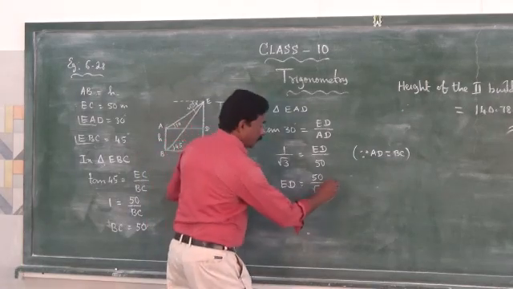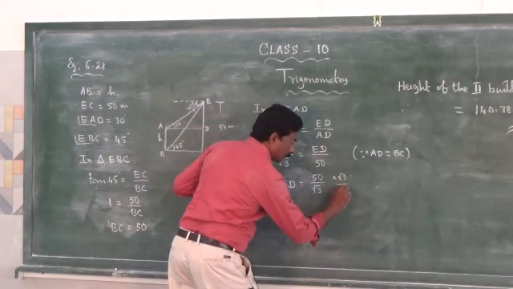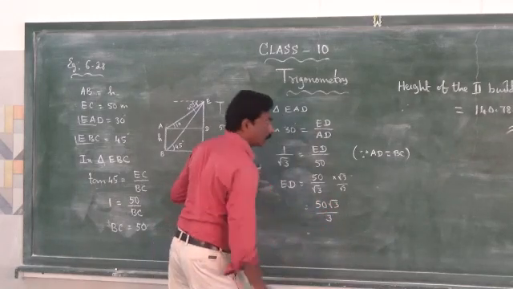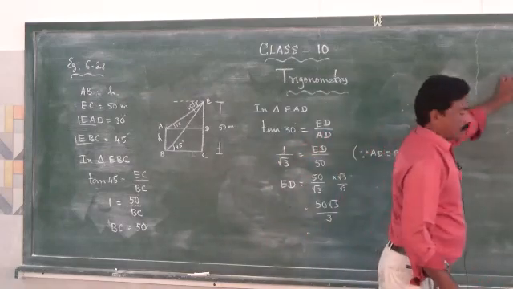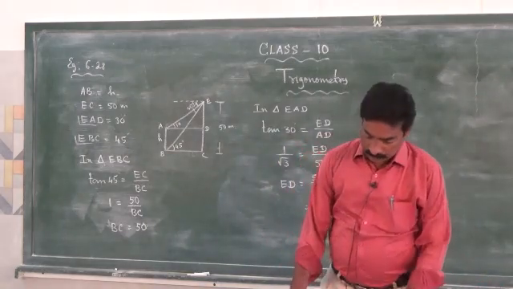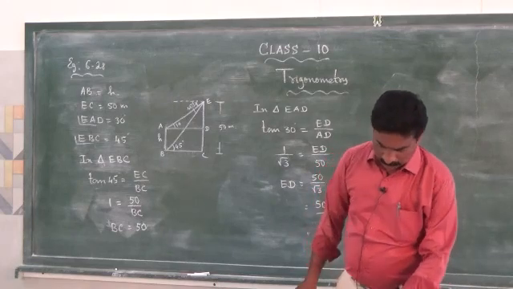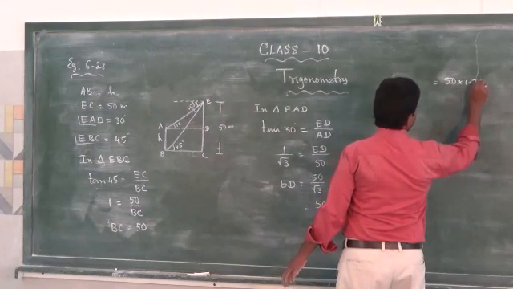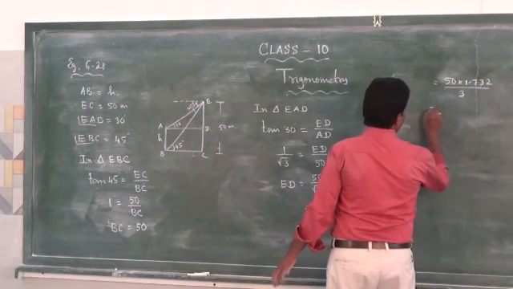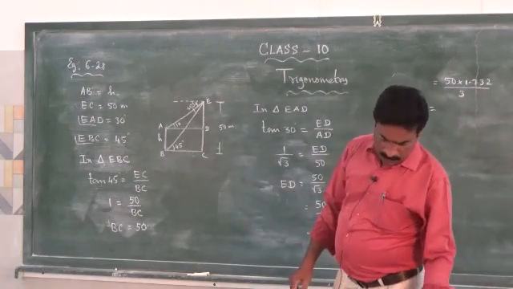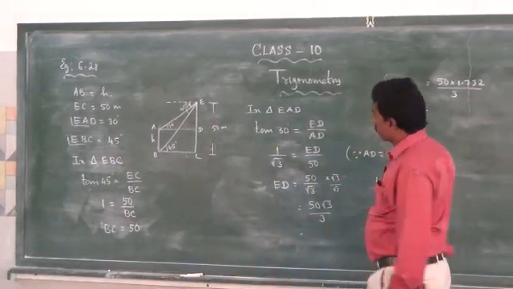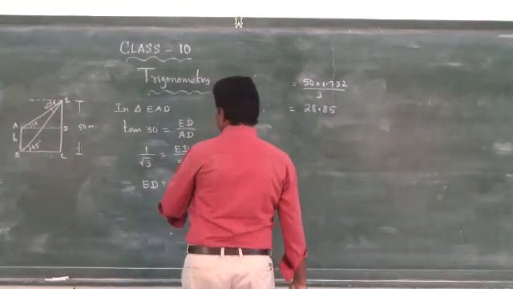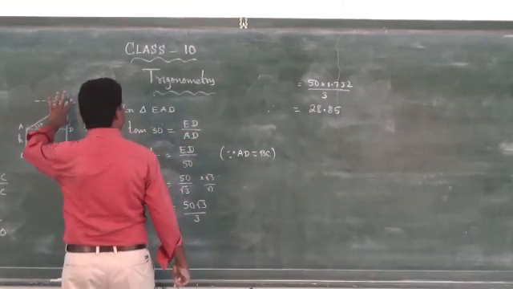Here also when you multiply both sides by root 3, 50 root 3 by 3. So 50 into 1.732 by 3. When you multiply and divide, you will get 28.85. So that is ED. So ED we got 28.85.